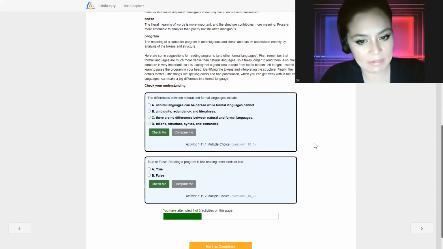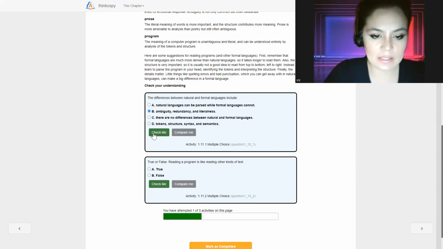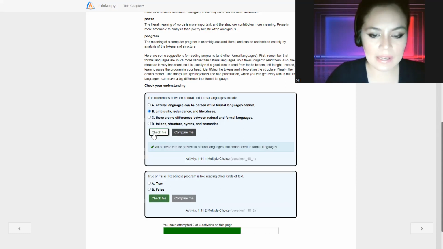Option C says there are no differences between natural and formal languages. That would defeat the whole point of this section. And D. Token, structure, syntax, and semantics. Those are characteristics across both natural and formal languages, so we can eliminate that answer. So the correct answer is ambiguity, redundancy, and literalness. All of these can be present in natural languages, but cannot exist in formal languages.